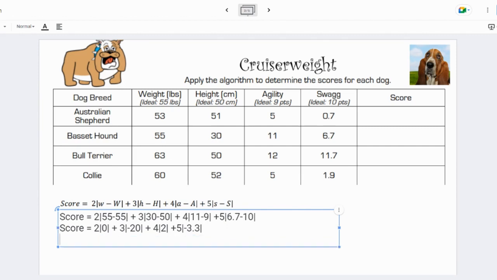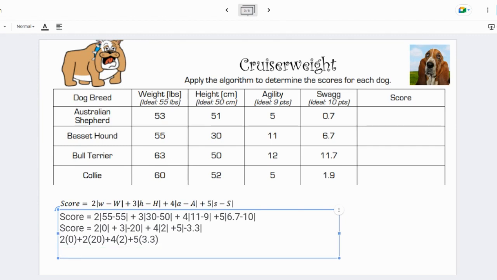Next row, we'll go ahead and find the absolute value. 2 times 0, plus 2 times 20. Remember, just absolute value plus absolute value of 2, 4 times 2, and 5 times 3.3. The absolute value of negative 3.3 is just positive 3.3.